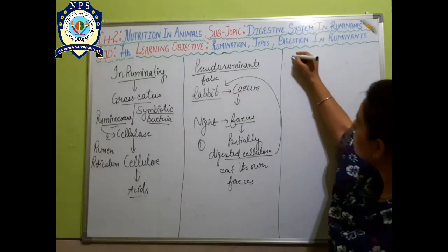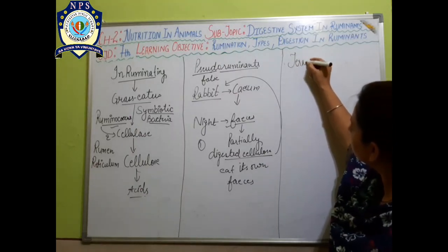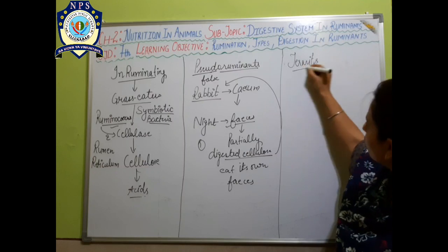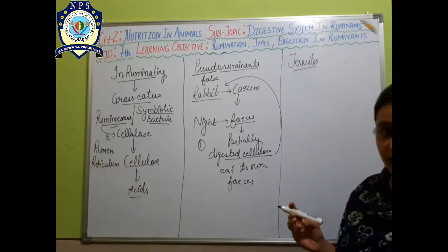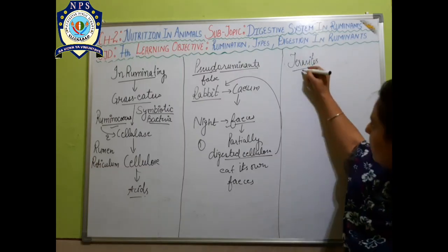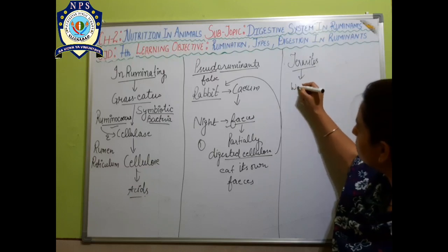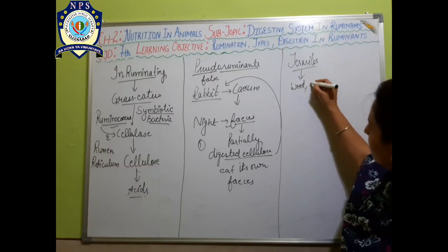Okay, now the third one in which the cellulose is digested by the organisms. The third organisms are termites. They are also called dimak in Hindi. Okay, so termites act on wood and paper.